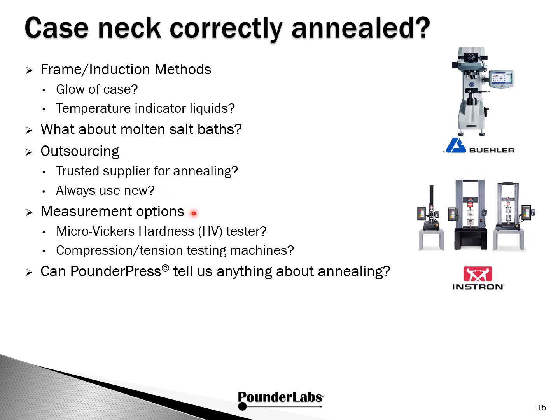Well, if you're going to do annealing, you'd like to know if it's done correctly. So there are a couple of measurement options. One of them is to measure microvickers hardness, HV, using an instrument a lot like this tester here from Buehler. You're typically going to be over $10,000 to get a system like that. Another option is to look at the compression and tension of seating and pulling bullets out of cases. For that you use universal testing systems, a lot like this very nice unit from Instron.